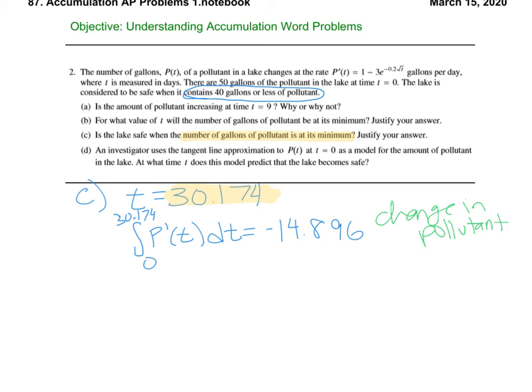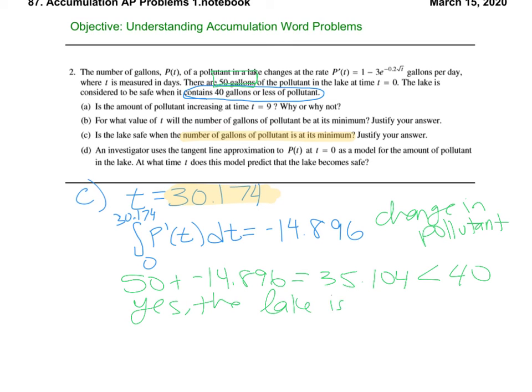We need to add to that our initial value. We started out with 50 gallons of pollutant. So it's 50 plus negative 14.896. I'm going to add 50 to that, and I get 35.104, which is less than 40. So this is a yes. The lake is safe, since the total amount of pollutant is less than 40.